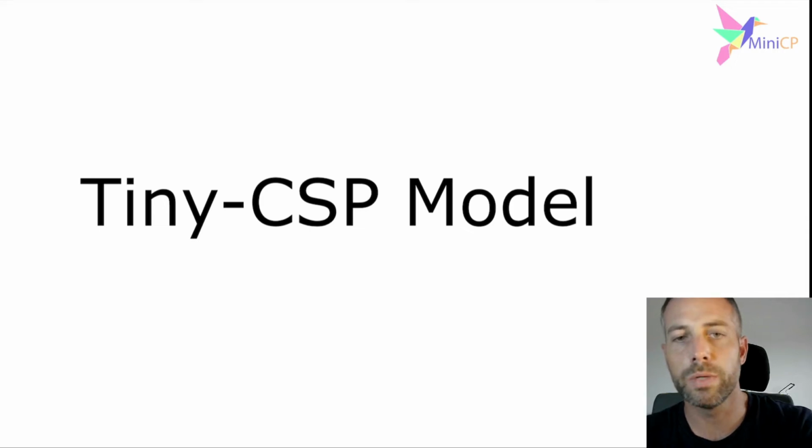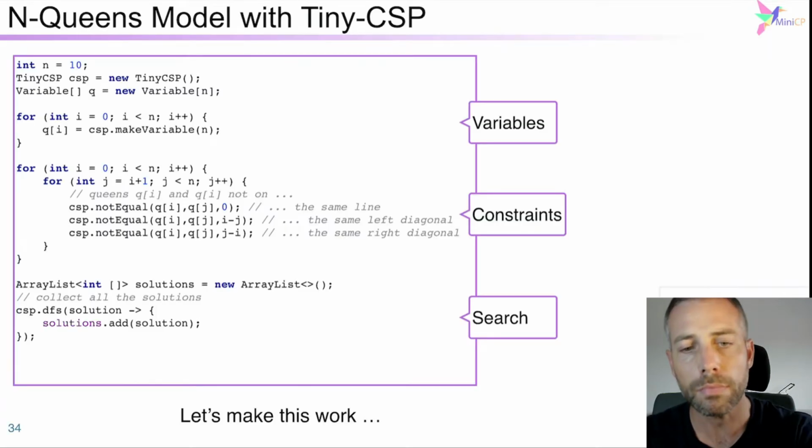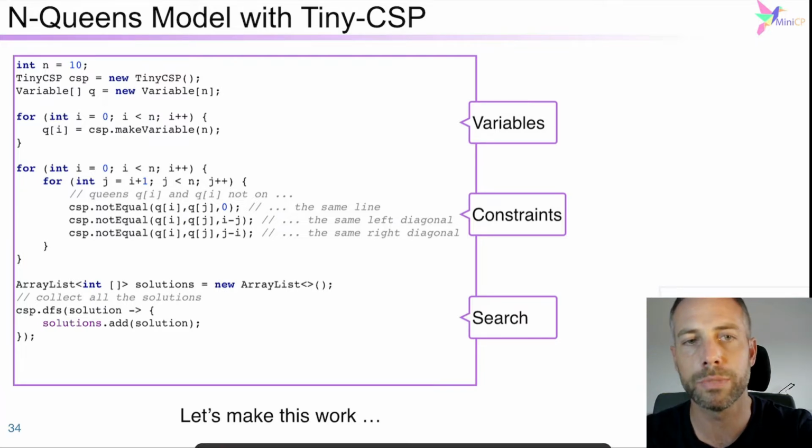In this video, I will show how to build a small constraint programming solver that we will use to model and to solve the NQueens problem. The way I will introduce it is first, I will show the high-level NQueens model inside this TinyCSP solver, and we will call that the TinyCSP model for the NQueens problem. So that's the source code to solve the NQueens problem with TinyCSP.